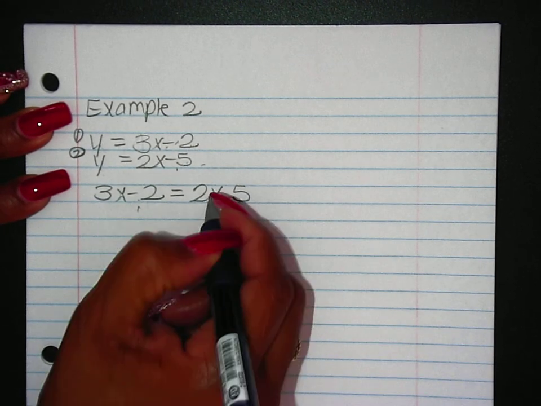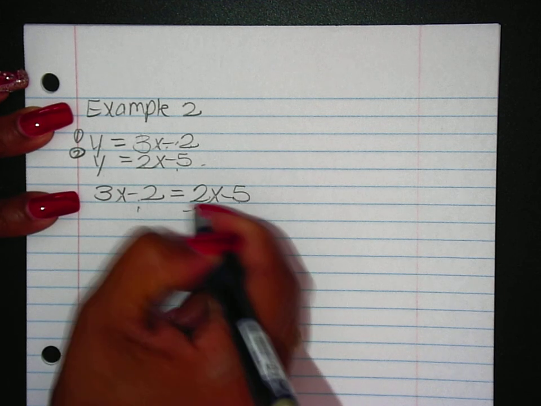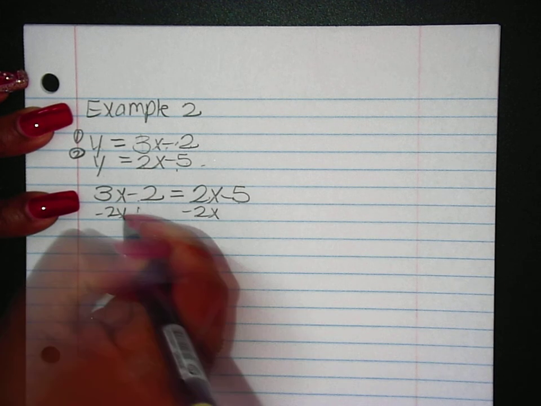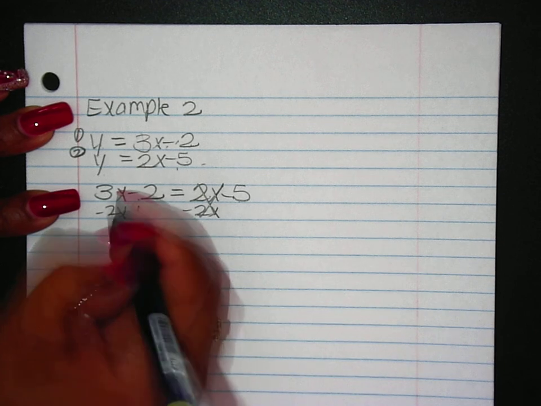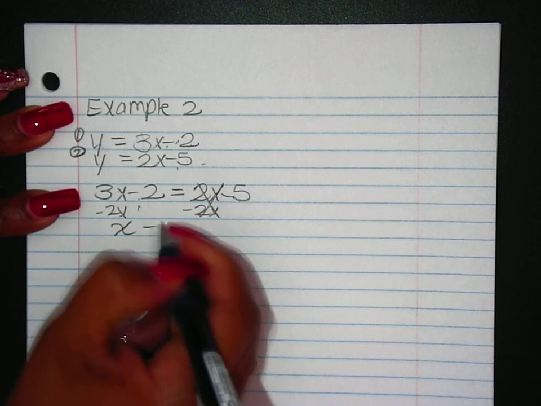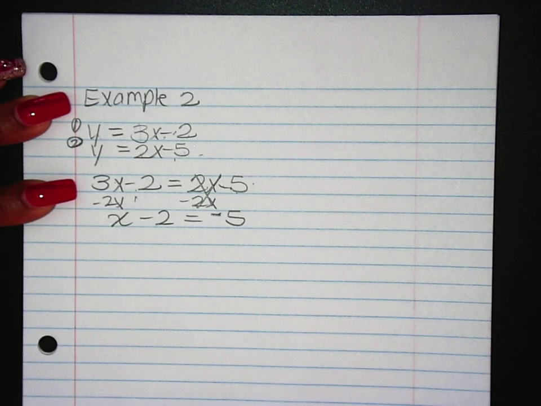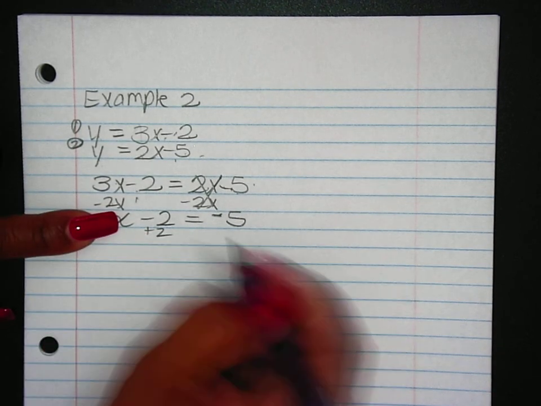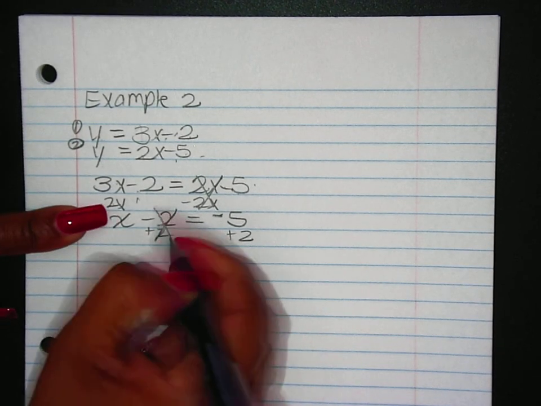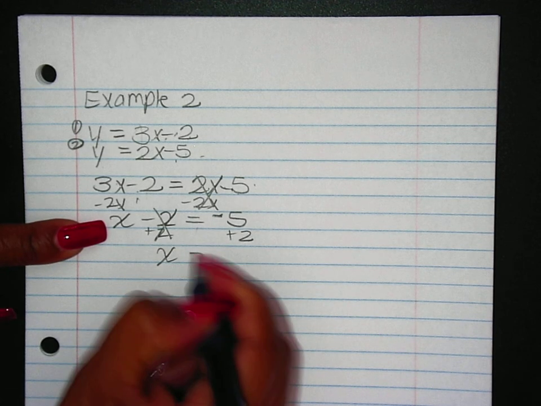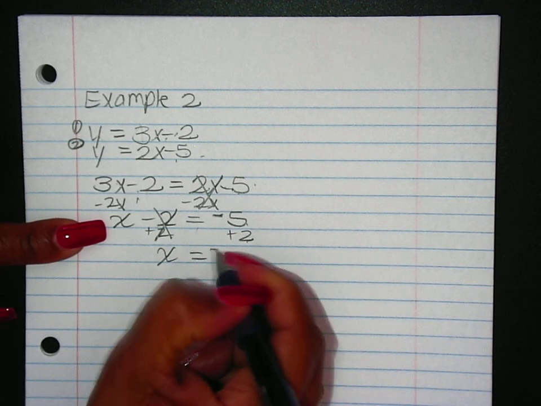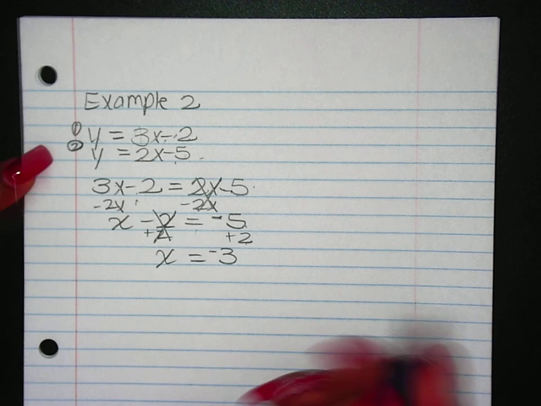First, let's move the 2x to the left side. So I'm going to subtract 2x from both sides. This cancels. 3x minus 2x is just x. Minus 2 equals negative 5, since that's subtract 5. Then I'm going to add 2 to both sides. Add 2 versus 0. Bring down my x. Bring down my equals. Negative 5 plus 2 is negative 3. And I'm done.